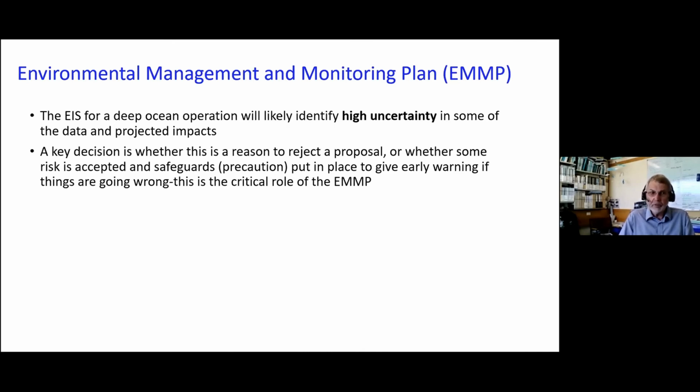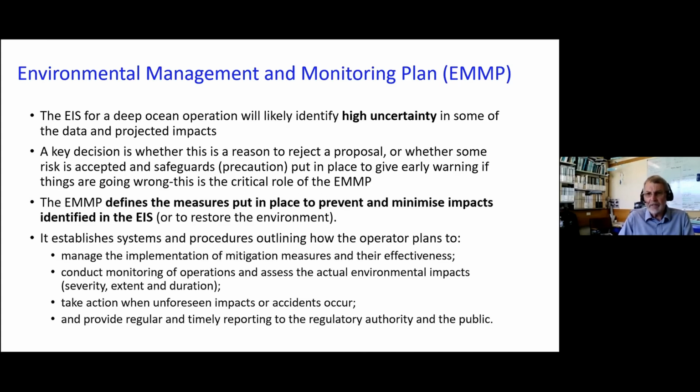And the key decision is whether that uncertainty is a reason to reject any proposal, or whether a certain level of risk is accepted and safeguards, the precautionary approach, are put in place to give early warning signs if things are going wrong. And this is the critical role of the EMMP. It defines the measures put in place to prevent and minimize impacts identified in the EIS, or to restore the environment if that's one of the management objectives.